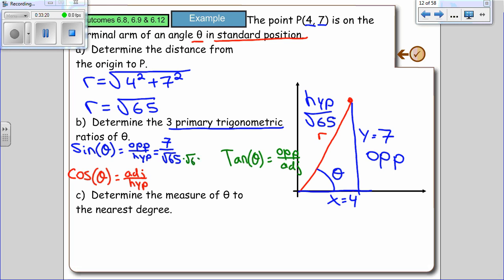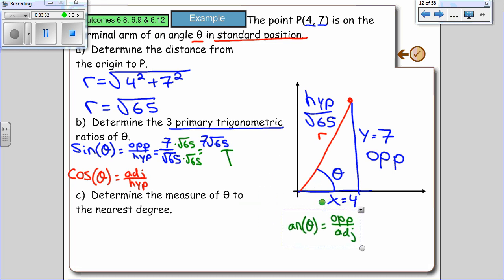That makes your final answer 7 root 65. I told you I tried to squeeze it. I'm going to do this next. 7 root 65 over 65. That's how it would look. That would be your answer. That's your sine ratio.